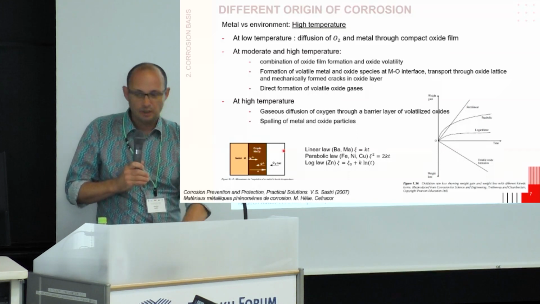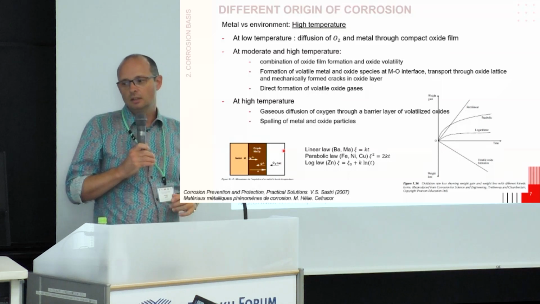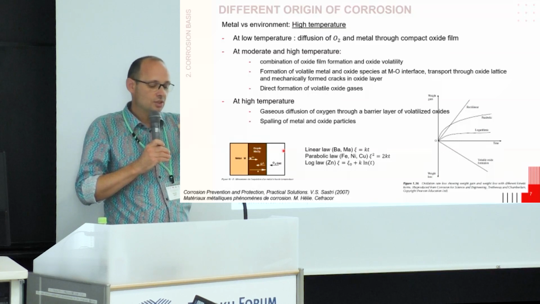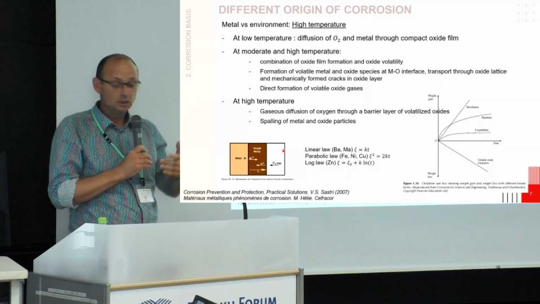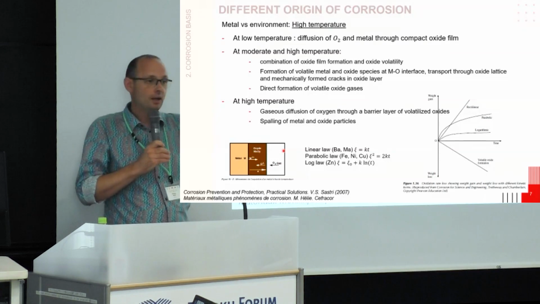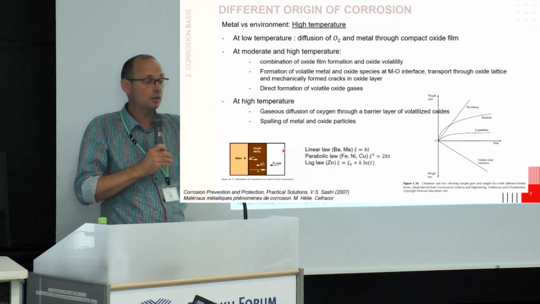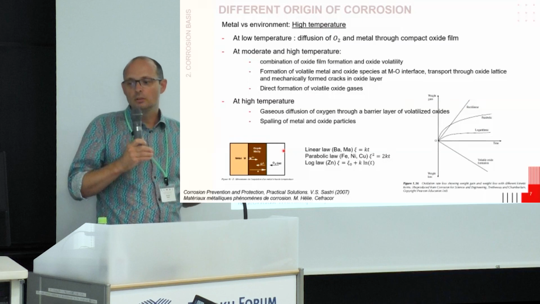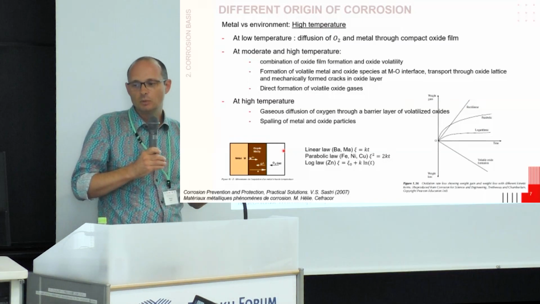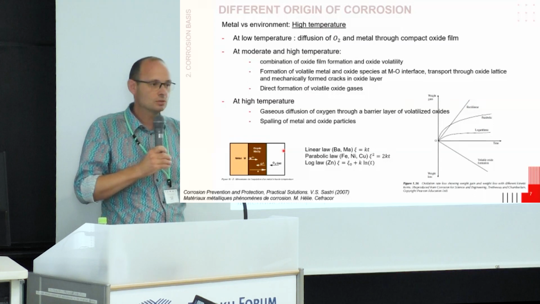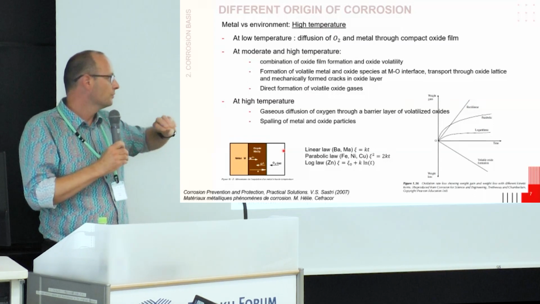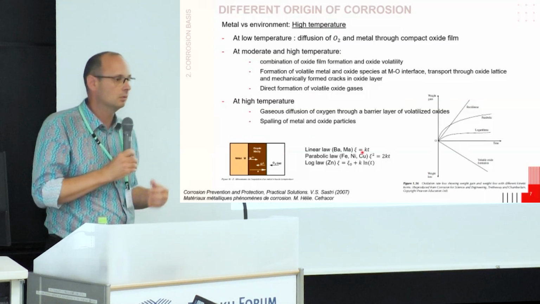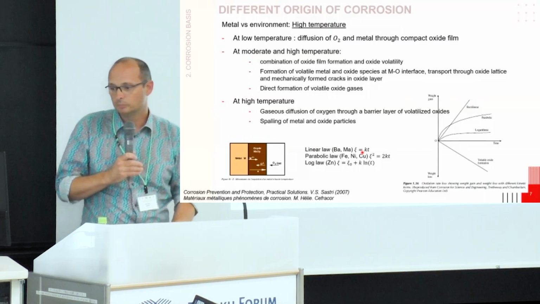And if you increase temperature, you will generate a very fast oxygen front, and you will first have a diffusion barrier created. You block all the sites of the surface, and after, if the time is too long, you will have spalling of metals. So that is a short draw with some keywords.